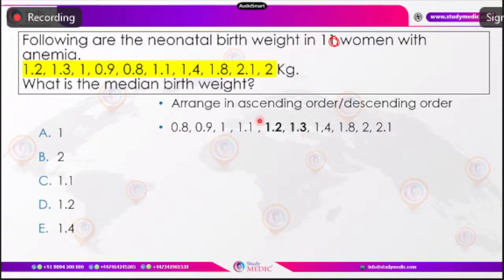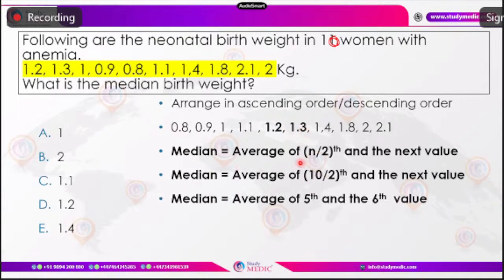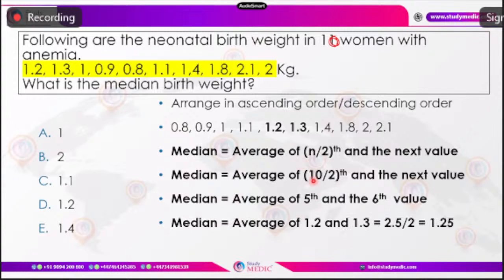So you can see the middlemost values are 1.2 and 1.3. Take the average of these: add them and divide by 2. Or you can use the formula. What is the median when n is even? It is the average of the n by 2th value and the next value. What is the n by 2th value? 10 by 2 is the 5th value. The 5th value is 1.2 and the next value is the 6th value, 1.3. So we take the average, and the average of 1.2 and 1.3 is 1.25. This is how we calculate the median when n is even.